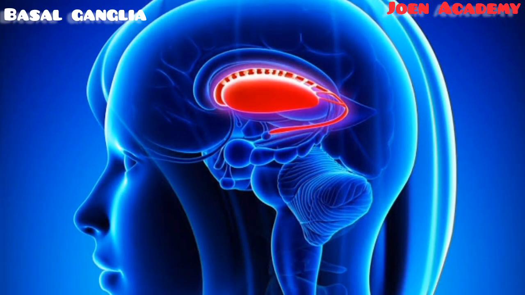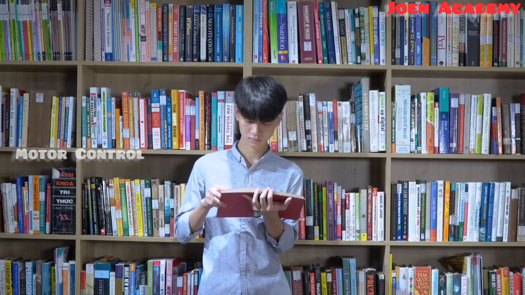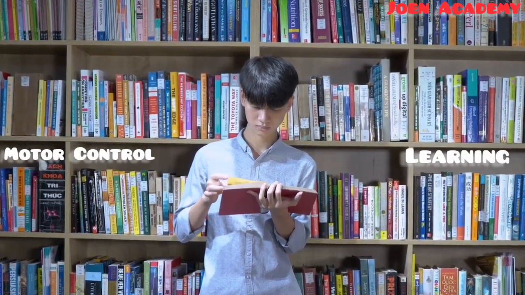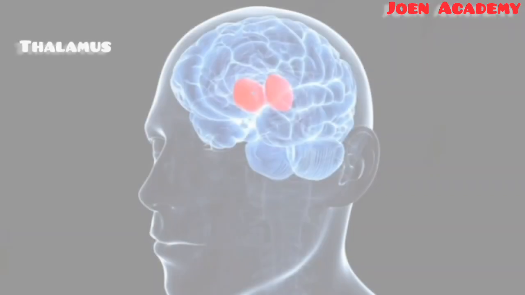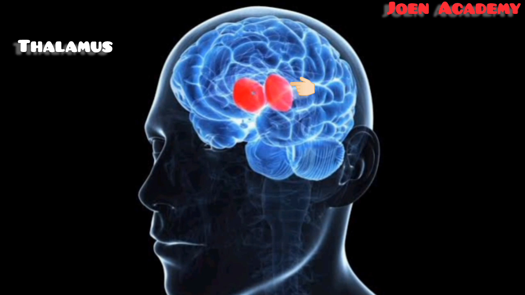The next structure is the basal ganglia. The basal ganglia is a group of interconnected nuclei located deep within the white matter. It is involved in motor control, learning, and habit formation. The thalamus is another internal structure of the cerebrum. It is a relay center located near the center of the brain. It is responsible for filtering and transmitting sensory information to the cerebral cortex.